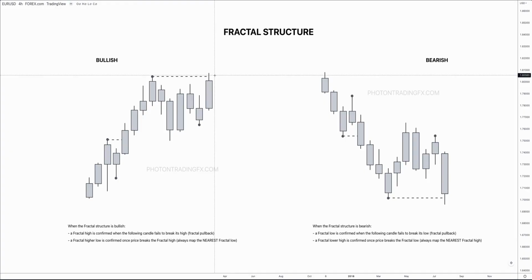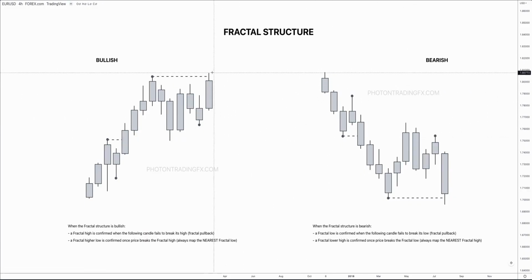Now, with fractal structure, when we want to find where the new lower high is, we always take the nearest one to where we had the break. We always want to find where the nearest one is, because remember, with fractal structure, we want to be very, very aggressive. That's the whole point of what we're trying to do here, okay? So when we get the break, we want to find where is the nearest low, okay? So as you'll see with swing structure, we always want to take the lowest low, but with fractal structure, we always want to find the nearest low, okay?